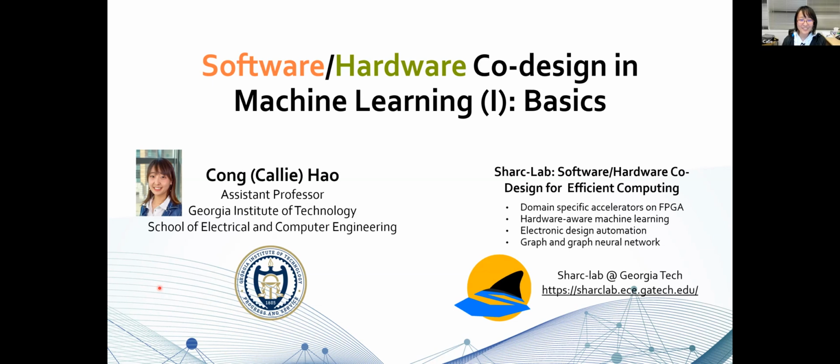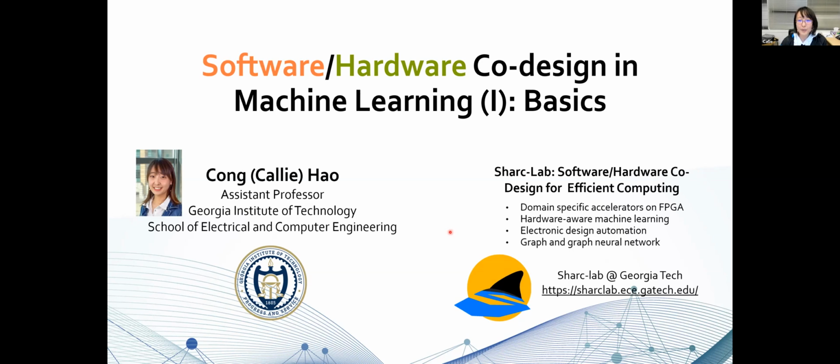Thank you, Dr. Wu. Thank you very much, everyone. My name is Callie, and I'm from Georgia Tech. This is about myself, and this is what we have been doing in our lab. It's called Shark Lab. We work on software hardware co-design for efficient computing. In more detail, we work on domain-specific accelerators on FPGA, hardware-aware machine learning, and electronic design automation, which is basically for tools. We also work intensively on graphs and graph neural networks, and we welcome discussions and interesting collaborations.